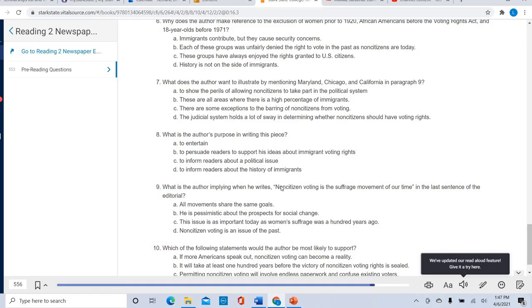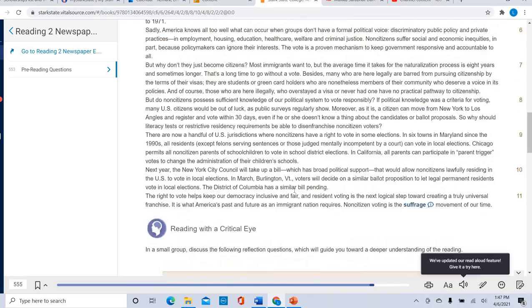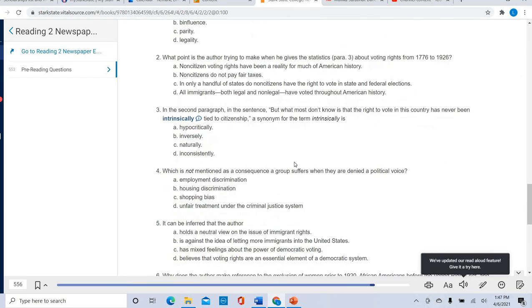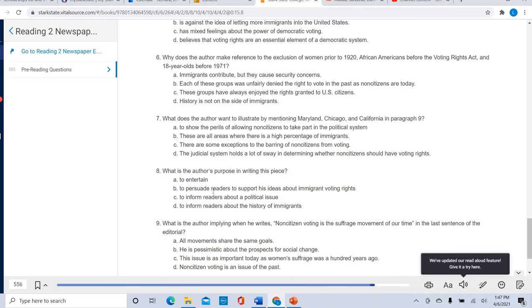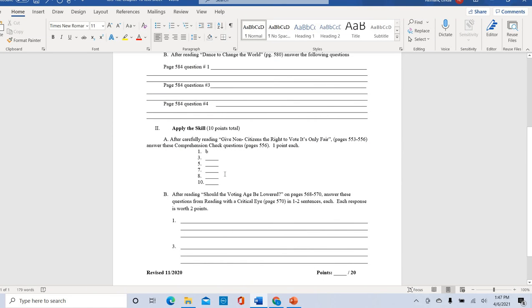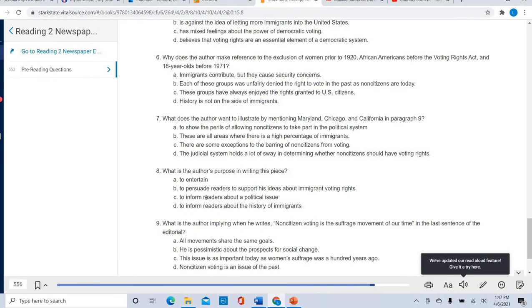So if I'm looking at those options, just at the title of the article, "Give non-citizens the right to vote, it's only fair." Just from the title, hopefully you can tell that this person is trying to persuade us to support these ideas, that he thinks immigrants should have voting rights. So that is a persuasive piece. I'm going to scroll down to number 8, and that was also B, to persuade.